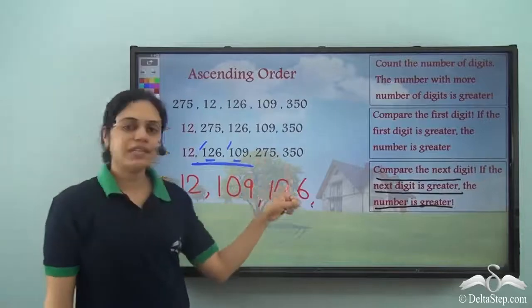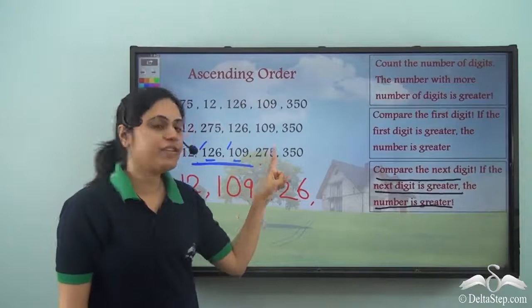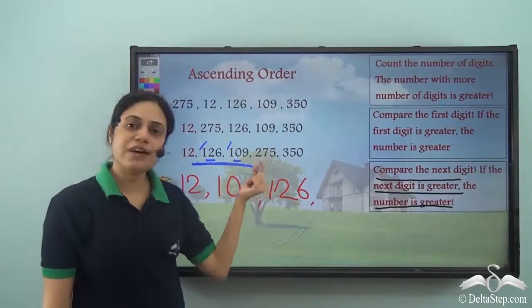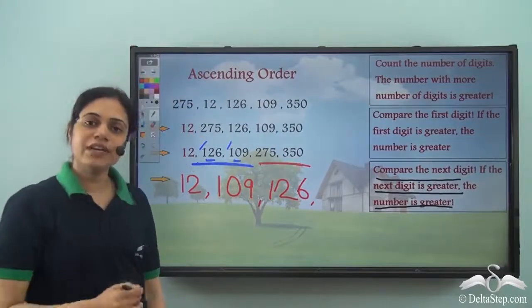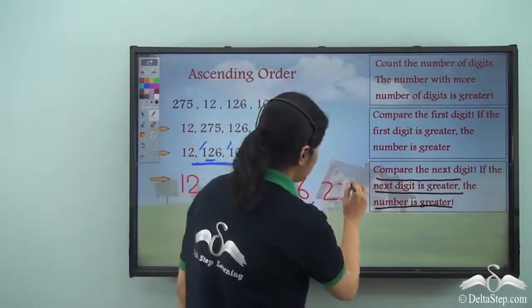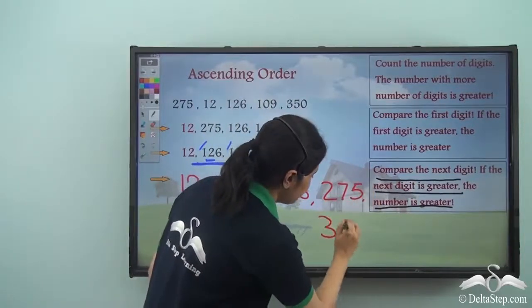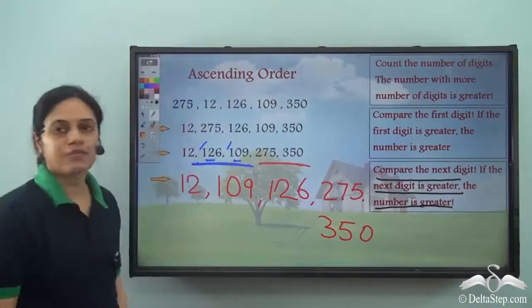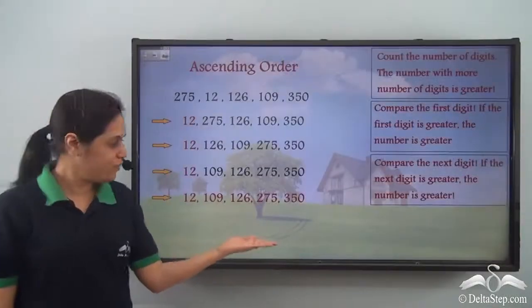What about 275? Well, we've already seen that between 275 and 350, 275 is the smaller number. So this is already arranged in increasing order. So this is 275 and 350. So this is what we have here.